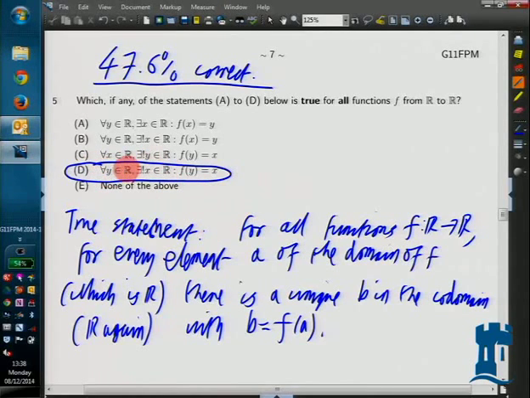So for every real number y, the value of f of y is unique. Okay? You're not allowed to have more than one value f of y. Otherwise, it's not genuinely a function.